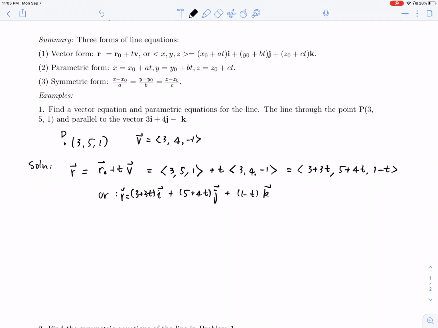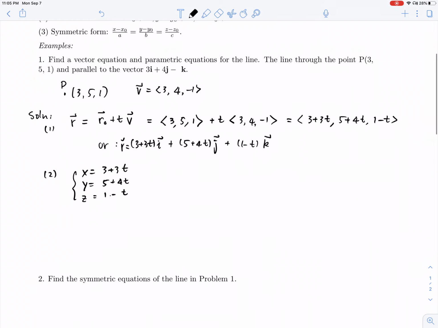Our parametric equations are essentially already there, so we can just extract the coefficients out and say x is equal to 3 plus 3t, y is equal to 5 plus 4t, and z is equal to 1 minus t. So that's the parametric form.